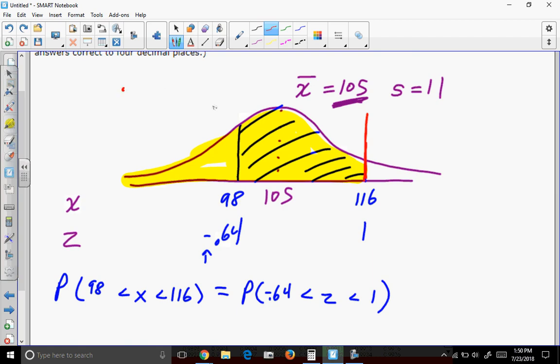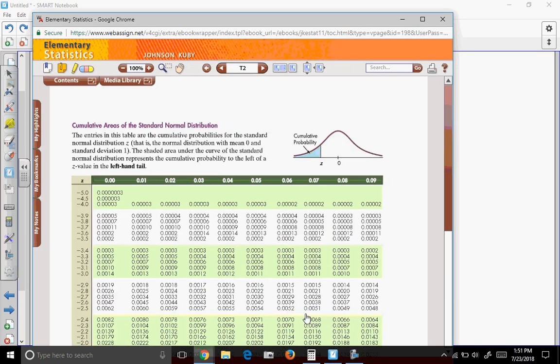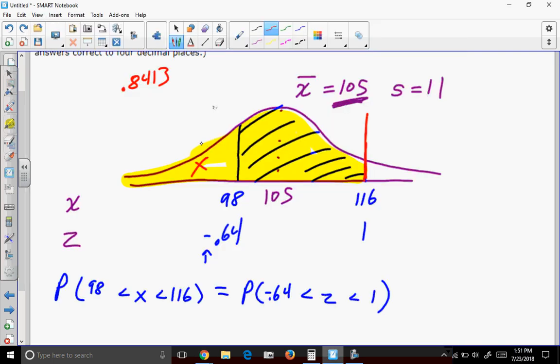0.8413 is the yellow region, but that includes too much. We don't want this part. If we look up negative 0.64 in the table, here's negative 0.60, 1, 2, 3, 4, so negative 0.64 is 0.2611. So the area to the left here is 0.2611.